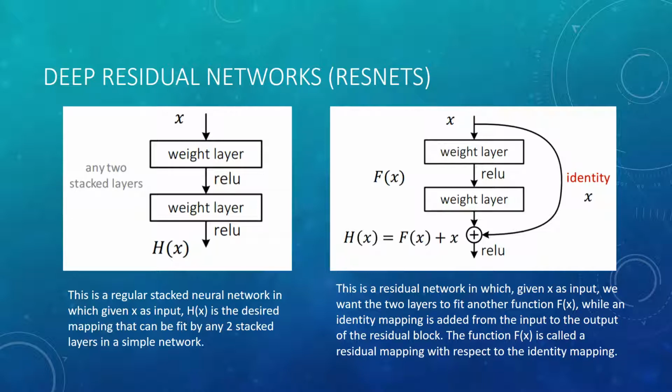This gives us the equation H(x) equals F(x) plus x. Here the function F(x) is called the residual mapping with respect to the identity shortcut connection that we've added from the input to the output. So this is the architecture of the residual network. We can convert any plain regular neural network to a residual network by adding identity shortcut mappings in this way.